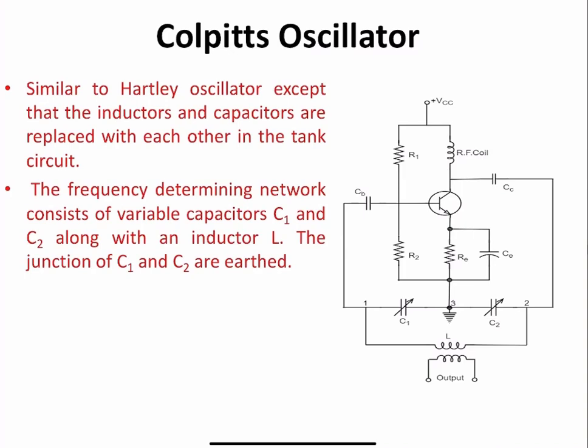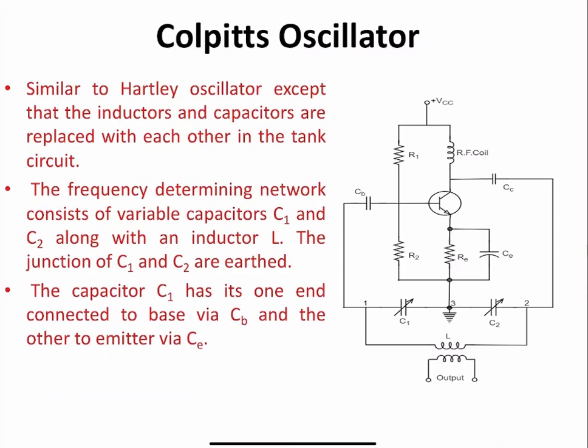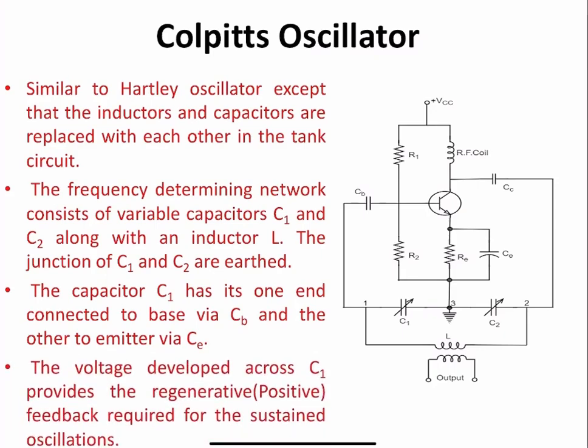You can see here the junction of C1 and C2 is earthed, and capacitor C1 has one end connected to the base via capacitor CB. You can see in the figure that the other terminal of capacitor C1 is connected to the emitter via CE. This means capacitor C1 is connected in the input circuit, and the voltage developed across C1 provides positive feedback, which is required for sustained oscillations.